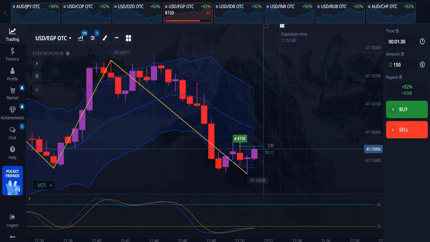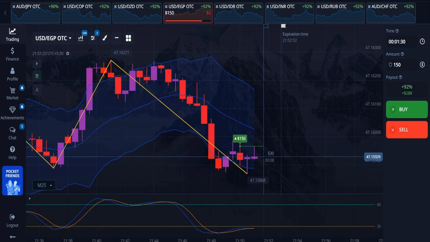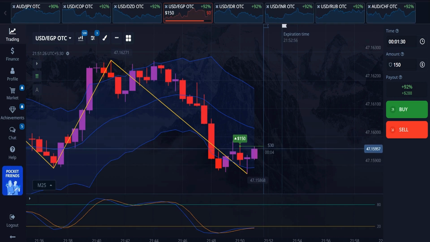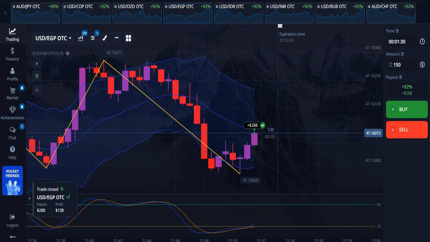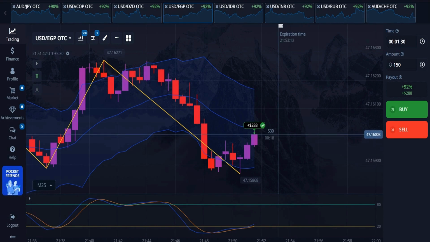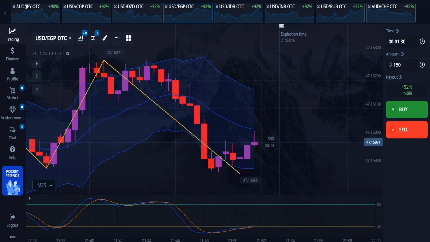Now, let's see how this trade plays out. Will it end in profit? Let's wait for the result. We have won this trade. This is a perfect example of how following the strategy correctly can lead to successful trades.